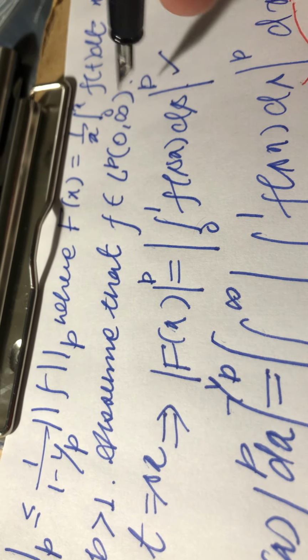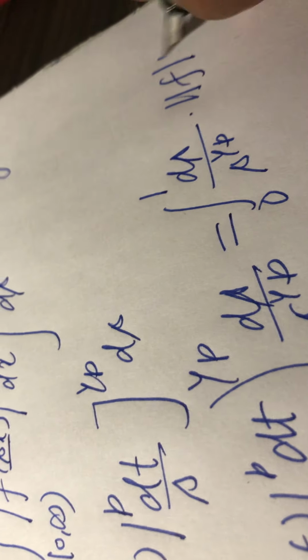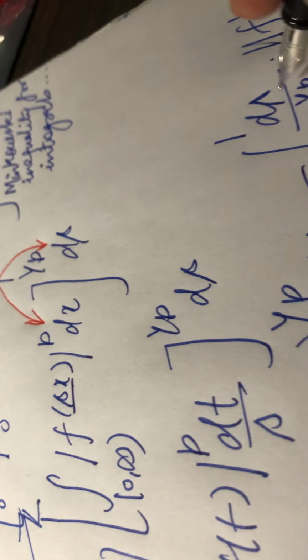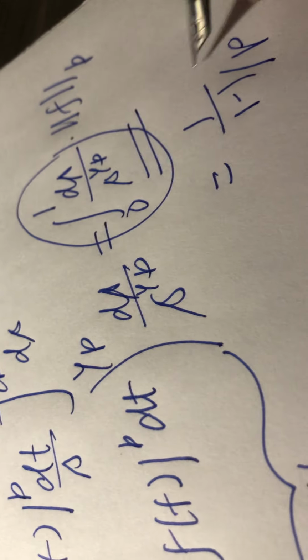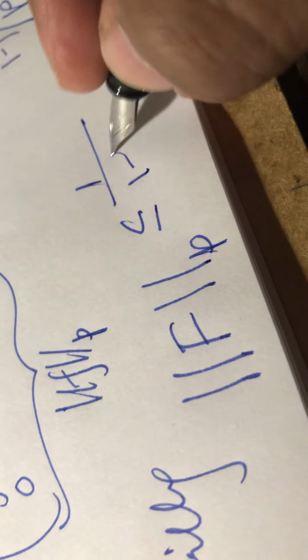Okay, because it's given that f was present in the L^p space of 0 to infinity, so this is nothing but this thing. And if you do the integration of this whole thing, you'll get 1 over 1 minus 1 over p multiplied by this norm. And hence, finally, we have the capital F pth norm is less than 1 over 1 minus 1 over p multiplied by the norm of small f. Okay.